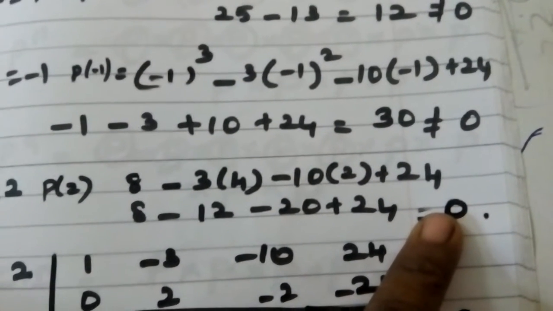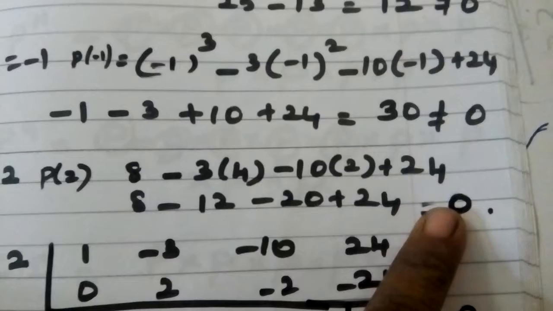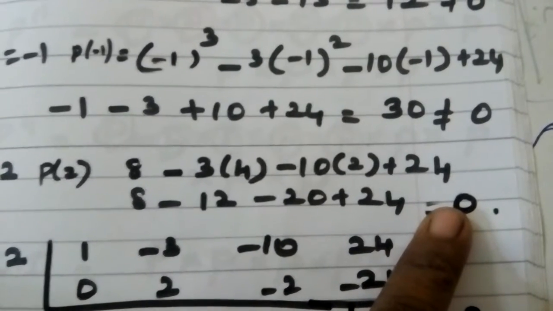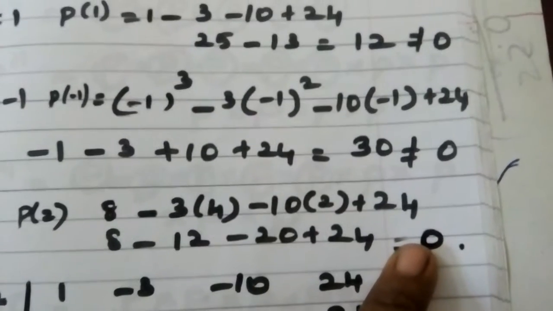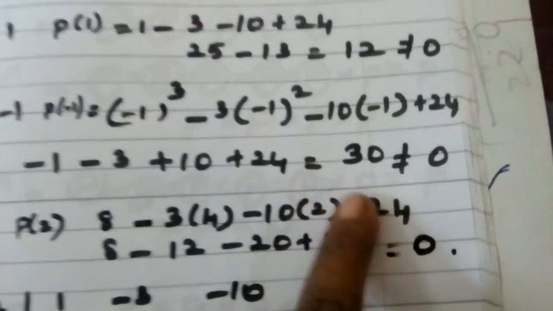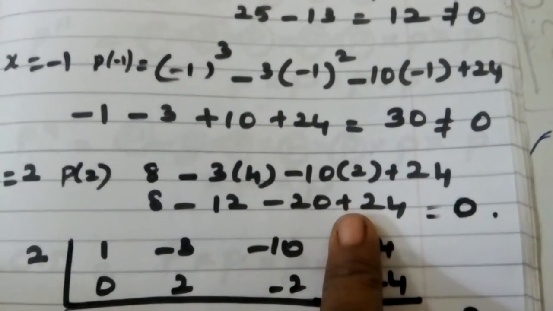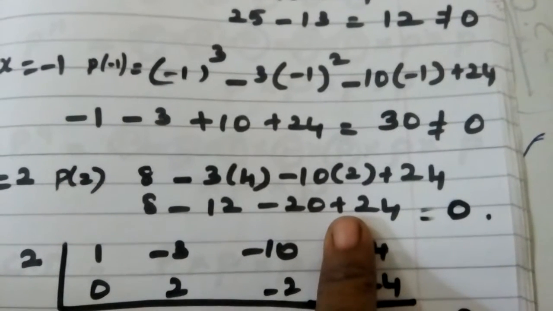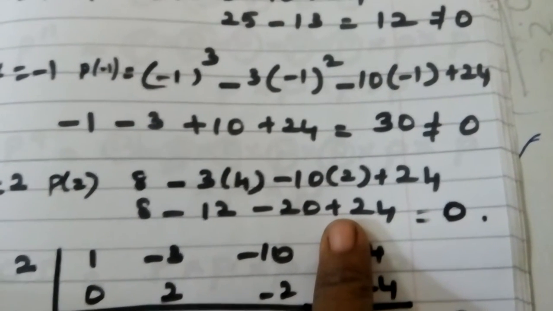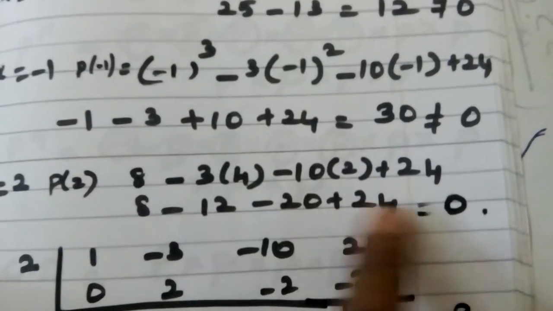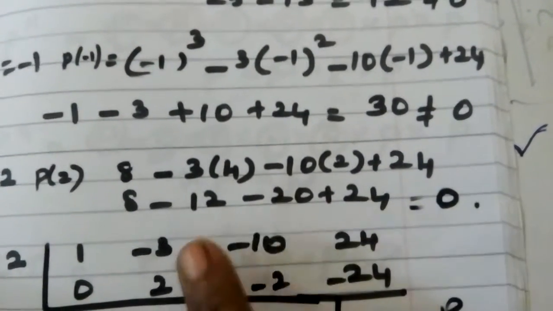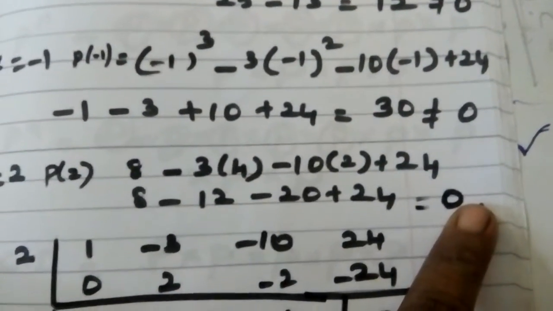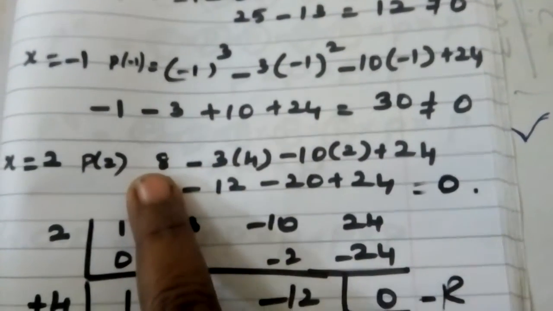So in this process of sums, you have to wait till you get the value to be 0. If you are getting other than 0, then you should go for other numbers like 1, minus 1, 2, minus 2, 3, minus 3. We can go with various values. Is it clear? At last you should get the value to be 0. Then that value is treated as a factor.